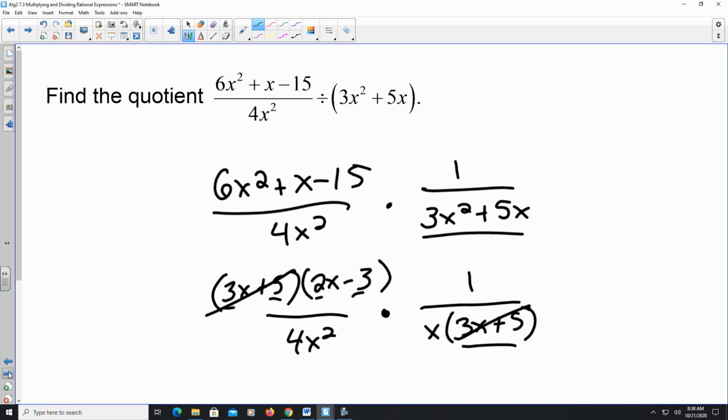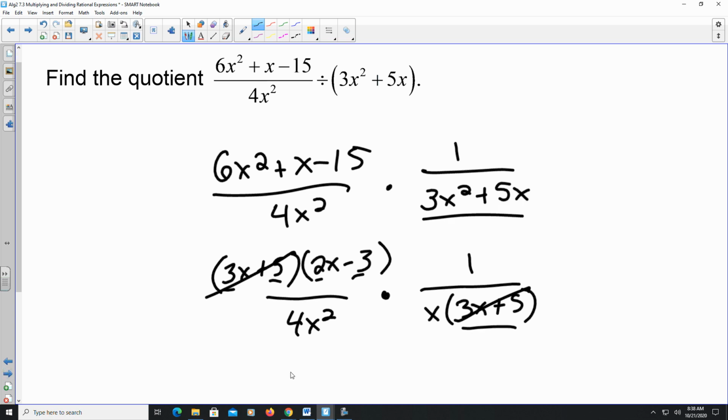Those two are going to be canceled. And that appears to be everything that can be canceled at this point. So when I multiply it across, I have 2x minus 3 all divided by 4x to the third. And I can't cancel anything else out because the x in the numerator is contained by subtraction in this case. And that is how to multiply and divide rational expressions. Hope this helps. Until next time.